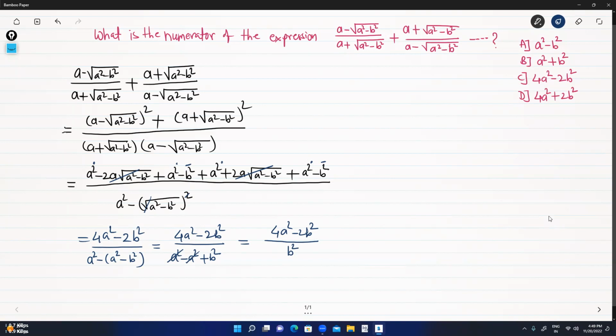Now let's focus on the main problem. We have to simplify this given expression and find the numerator of the answer, and here is our final answer. And in this answer we have the numerator 4a square minus 2b square, therefore our option C is correct.